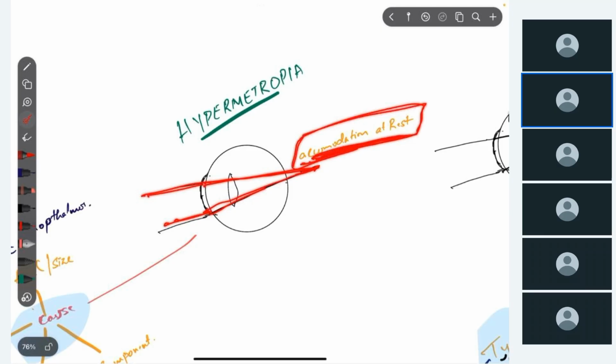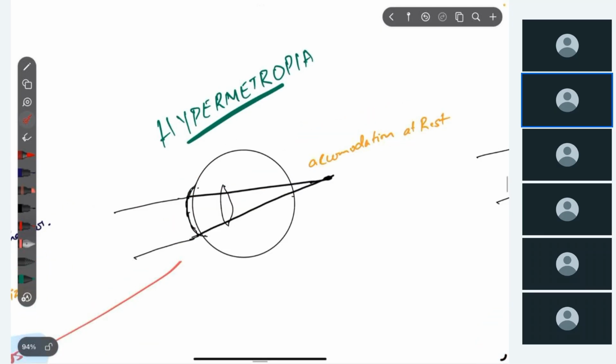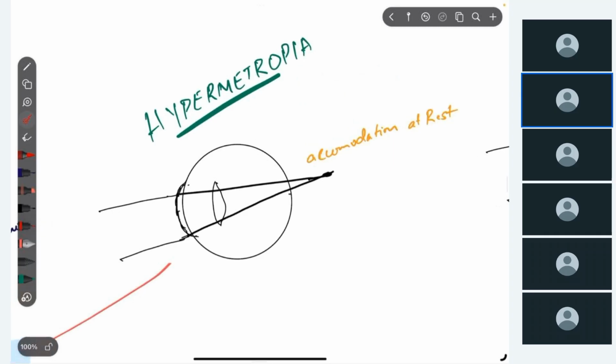So in simple words, I can tell that the refractive power of the eye is reduced, right? Because the refractive power of the eye is reduced, it is not able to focus it on the retina. It is focusing behind the retina. In simple words, hypermetropia is decrease in the refractive power of the eye.